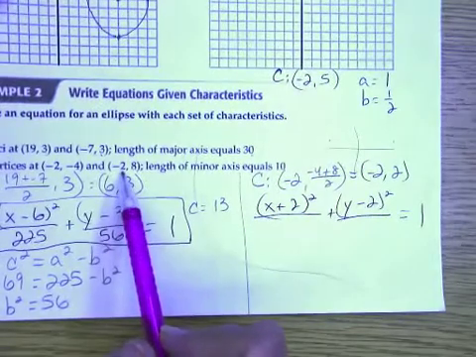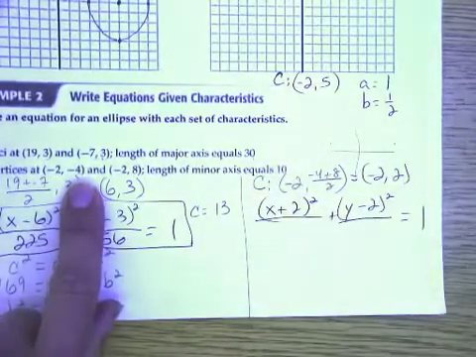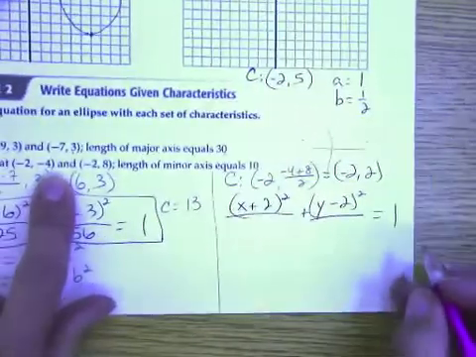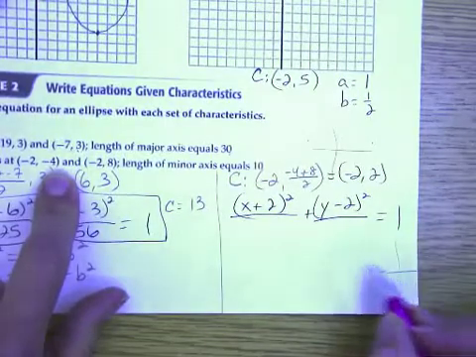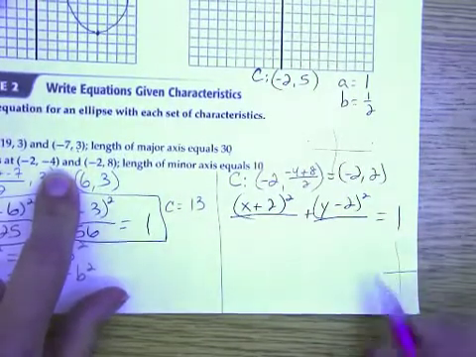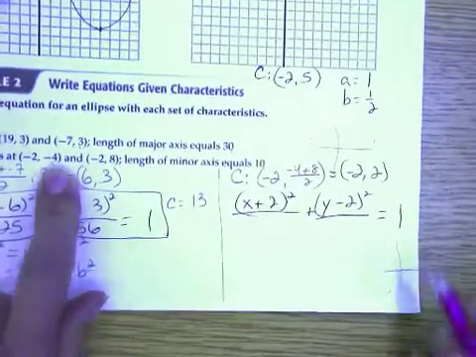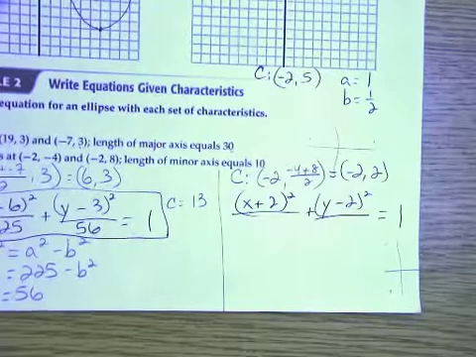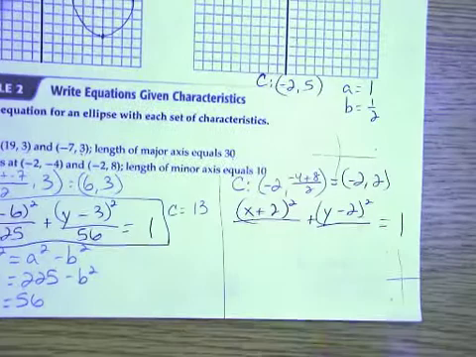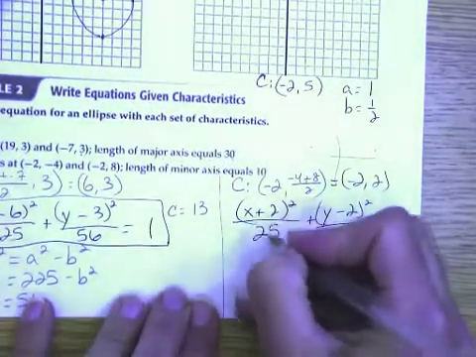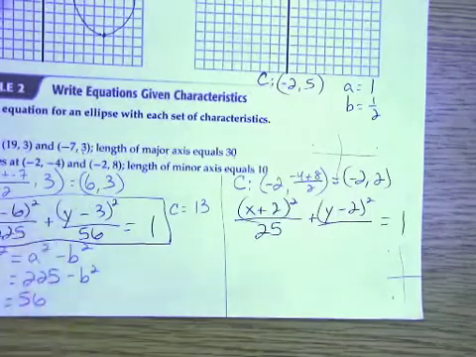So maybe I want to figure out whether this is a vertically oriented ellipse or a horizontal one. Consider these vertices. If I sketch this out, (−2, −4) would be down here, and the other vertex would be up here. So this is vertically oriented, which means the larger number goes under y. I just figured out that my smaller number is 25. That goes here.